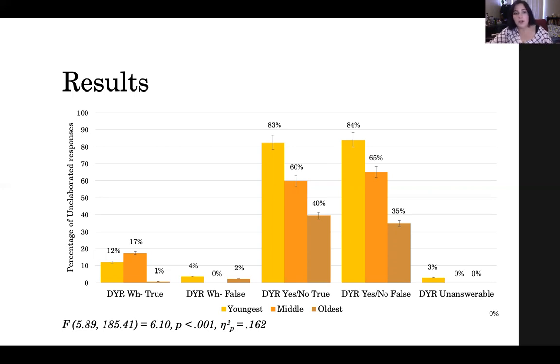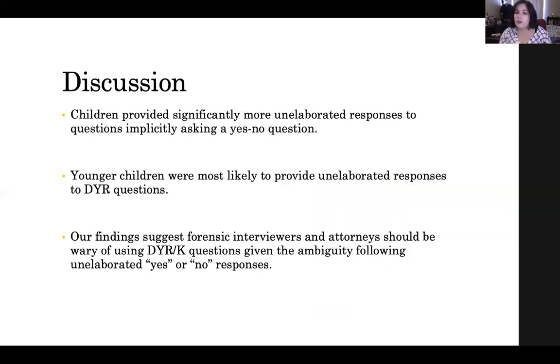And it is important for me to note that in the manuscript that we are currently writing up for publication, we are treating these WH and yes/no questions separately in our analyses, but for the purposes of today's presentation, we include them in a single repeated measures ANOVA. So we found overall that children provided significantly more unelaborated responses to questions that were implicitly asking a yes/no question. This is unsurprising given that the implicit question itself is seeking a yes or no response, whereas WH or unanswerable questions are asking for more elaborate answers.